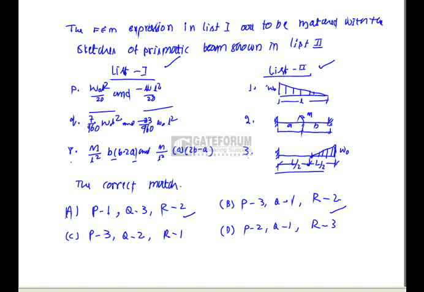If you see list 2 option 1, it is a triangular varying load with W naught. So the maximum bending moment at the two ends is going to be WL square by 21 minus WL square by 20. So P is matched with 1 and R is matched with 2. Only option A is going to suit the matching of list 1 with list 2. So option A is correct.